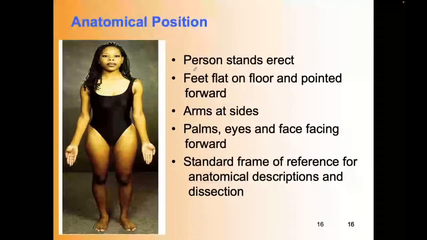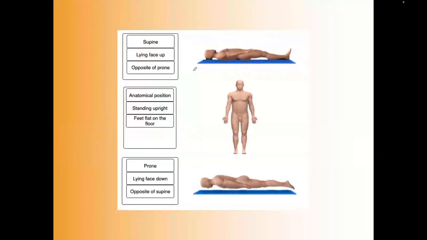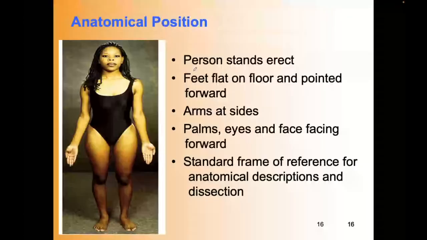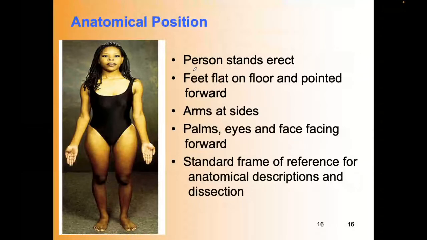In this next section, we're going to be talking about different types of terms to understand all the different body parts. In order to understand the terminology of how we get to some of the names of muscles and names of bones, and to label things properly, we have to have a starting point. The starting point is referred to as anatomical position.